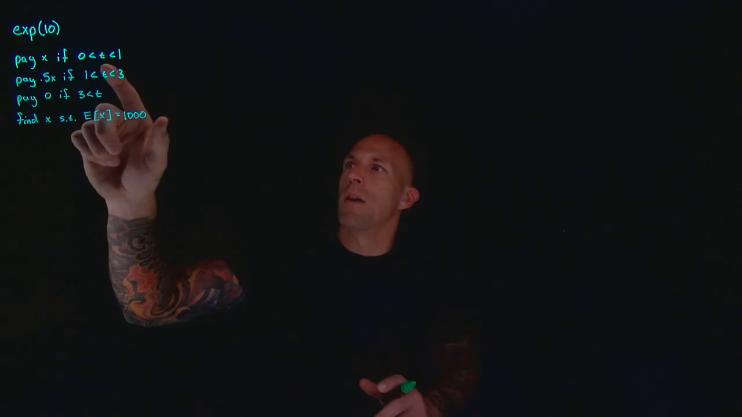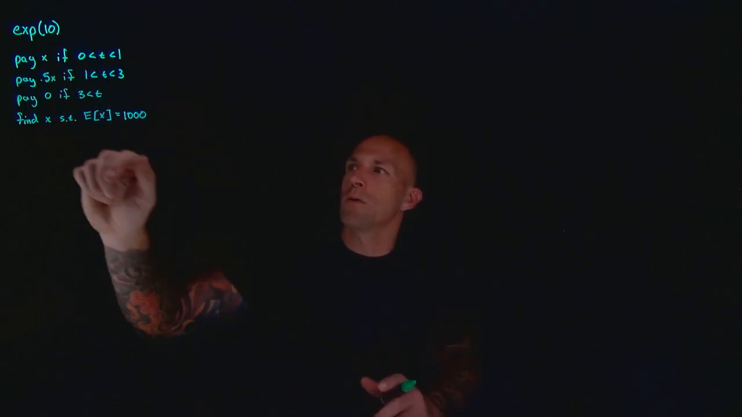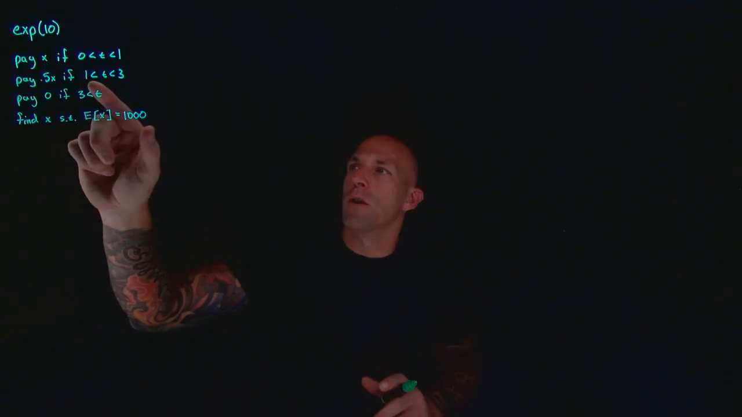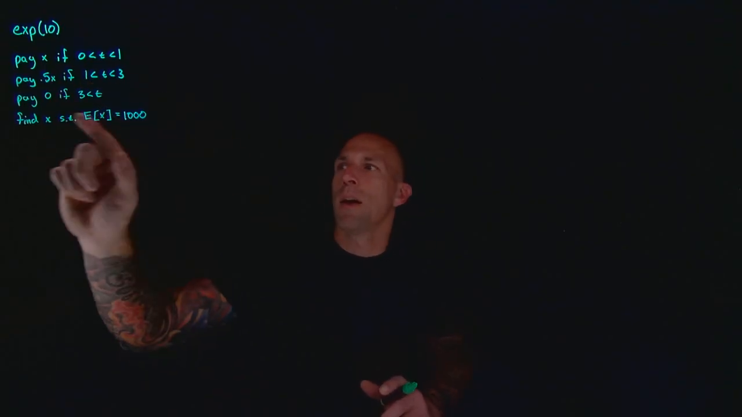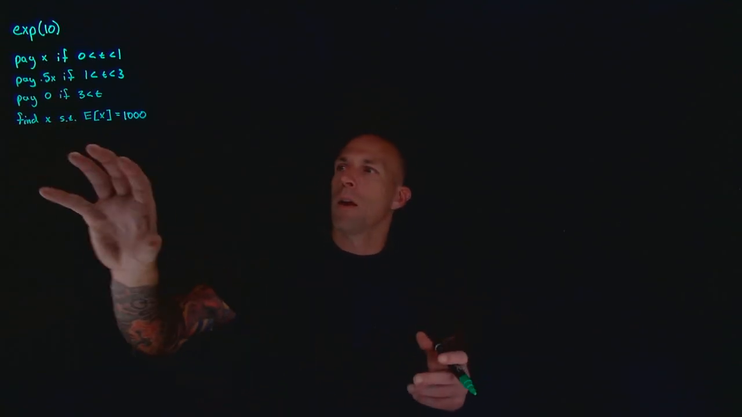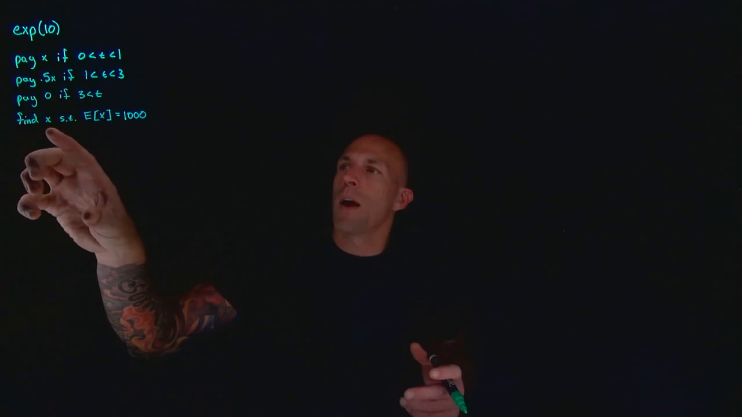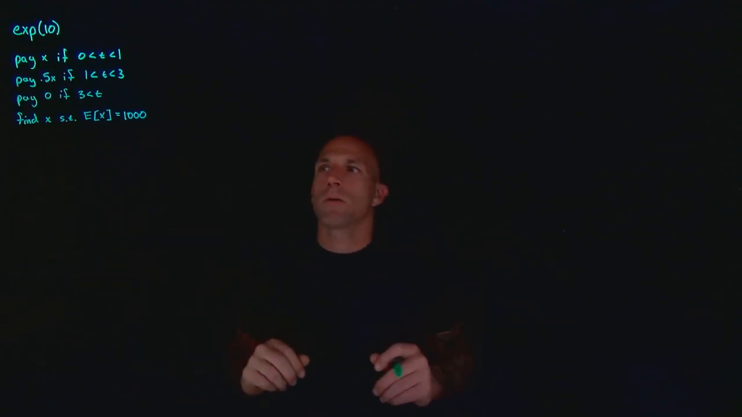If the machine fails between 0 years and 1 year, we're going to pay X dollars. And if the machine fails between year 1 and year 3, we're going to pay half of X dollars. And if the machine fails after year 3, we aren't going to pay anything. And we want to know the value of X such that the total expected value is going to be $1,000.